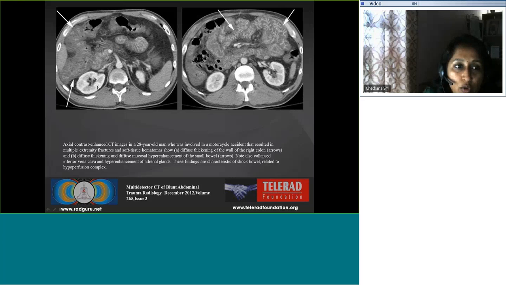Let us see an example of this hypoperfusion complex. We can see marked wall thickening of the colon, especially the ascending colon, and hyper-enhancement of the small bowel loops, mainly the jejunal loops. We can also see that the IVC is collapsed, and there is increased enhancement of the adrenals and kidneys, and decreased enhancement of the spleen. So, put together, all these findings are suggestive of hypoperfusion complex.